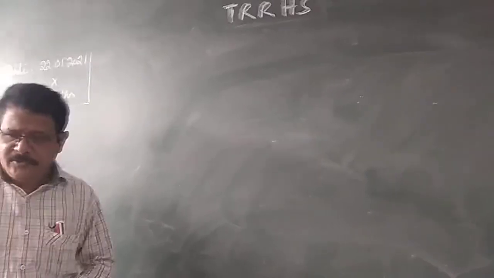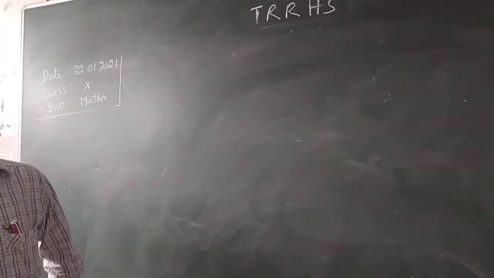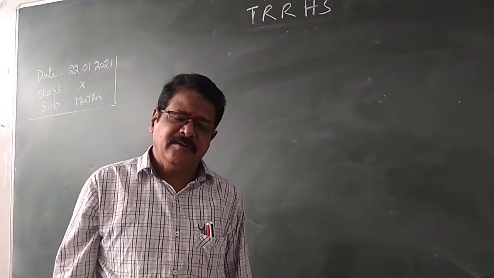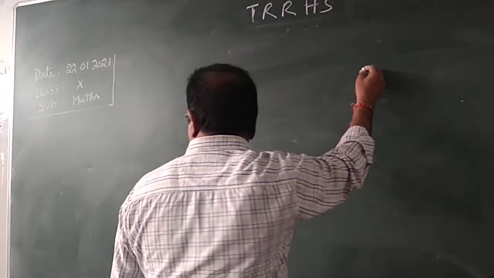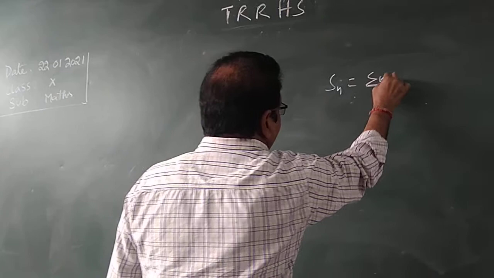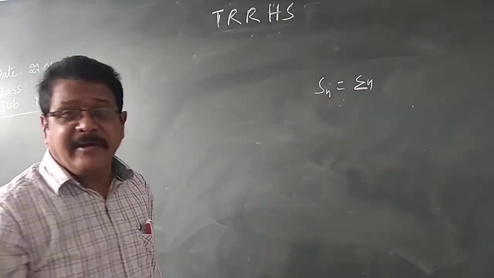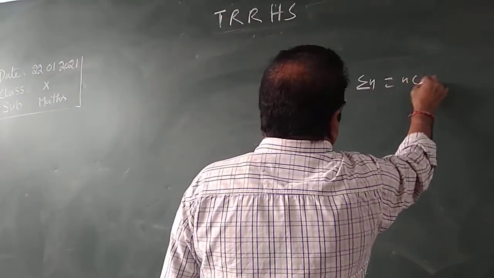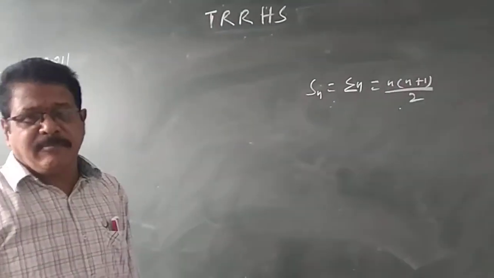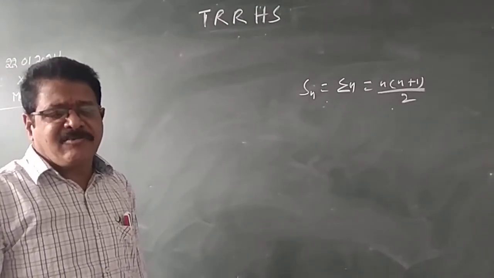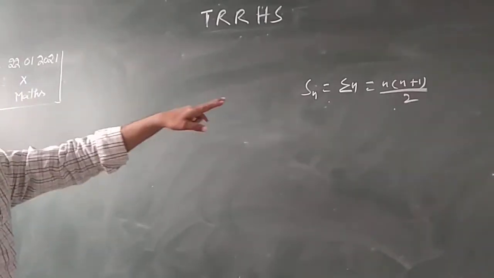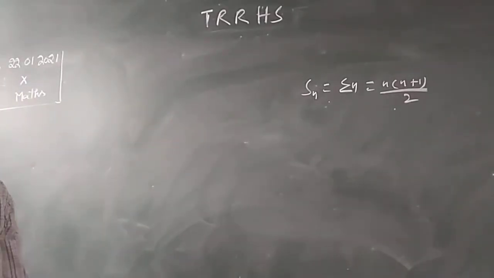Very good morning, children. So, in the last class, I explained some of the items of AP. The sum of the first n natural numbers, Sn or sigma n, is equal to n into n plus 1 by 2. This we have derived in the last class.